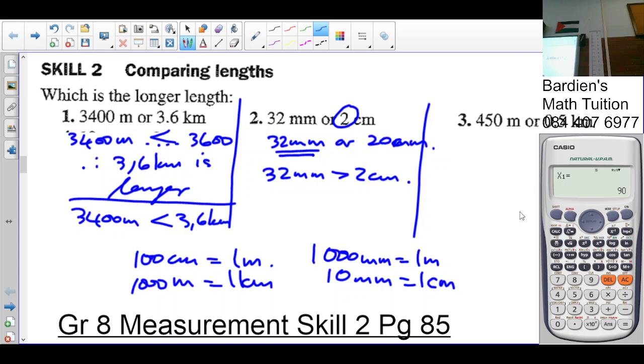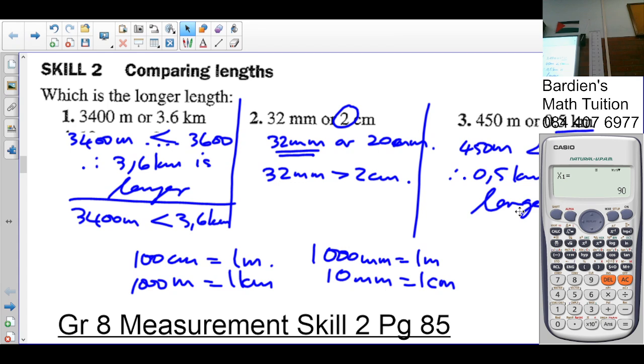The next one, 450, of course the kilometers is larger. So it's 450 meters. How many meters are there in a kilometer? 1,000. So 0,5, we must multiply that by 1,000. And what do we get? 500 meters. So of course 500 is greater, not so? So therefore 0,5 kilometers is larger or bigger. People, you guys understand?